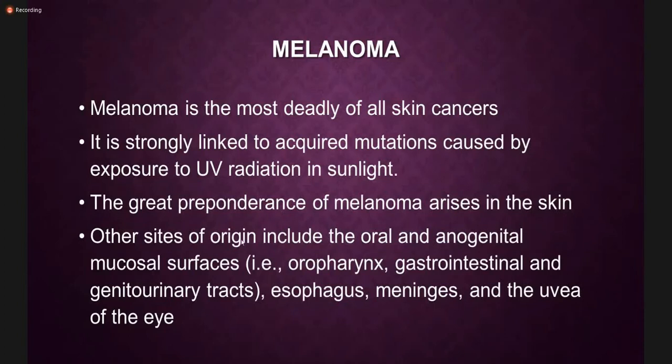Other sites of melanoma are also present, which include mucous membranes like oral mucous membranes, anogenital mucosal surfaces, and oropharynx, gastrointestinal tract, genitourinary tracts, esophagus, meninges, and uvea of the eye. All of these have melanocytes present within them.